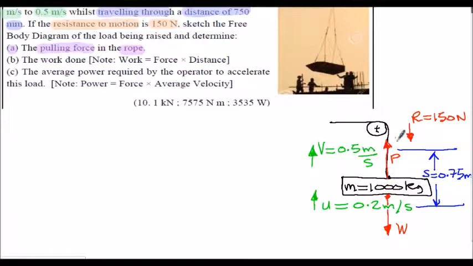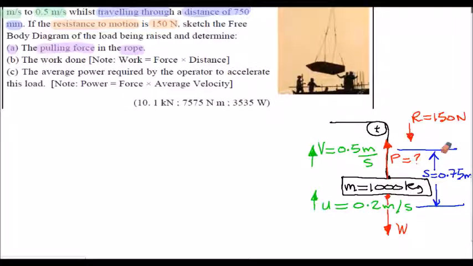Okay, so the P is the force in the cable. We're trying to find that. That's an unknown in this particular case. The R is the resistance to the motion. We're given a resistance of 150 newtons, and that will go in the opposite direction to the applied force P, because that opposes the relative motion. And of course the weight force always acts vertically down, so that's what's shown on the diagram there.